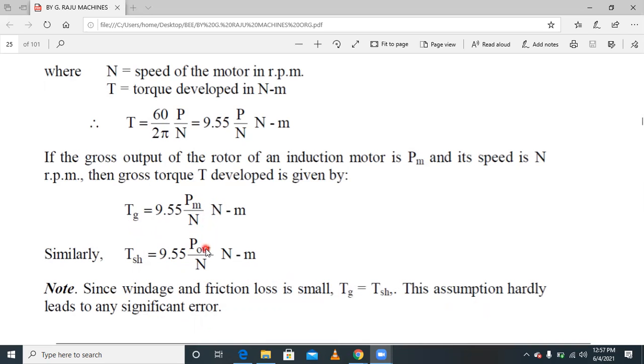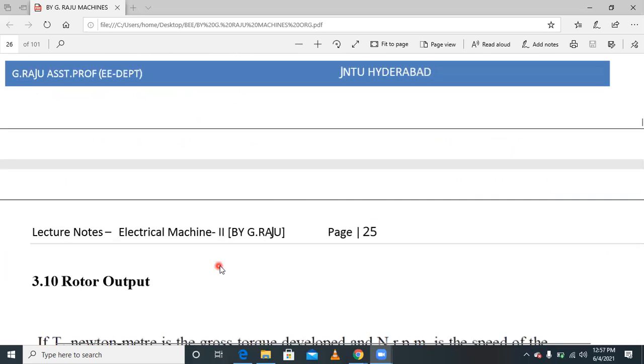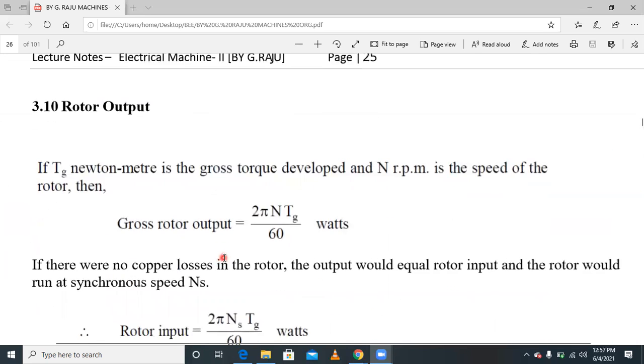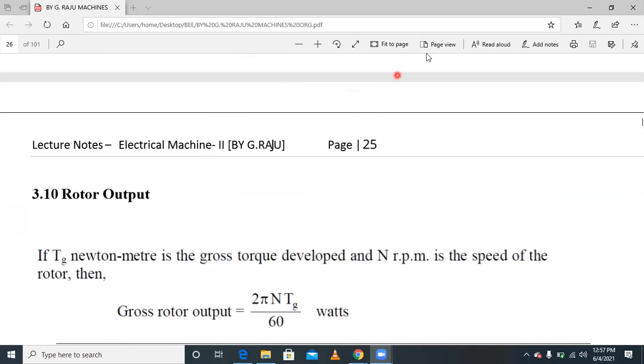So this is about induction motor torque. Okay, understood? And then rotor output, I'll discuss this concept in the next class.